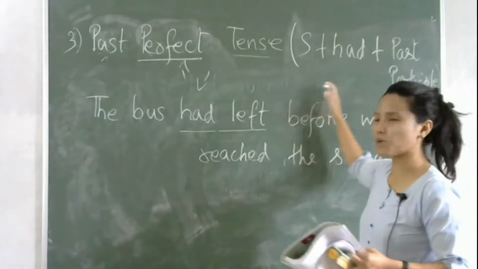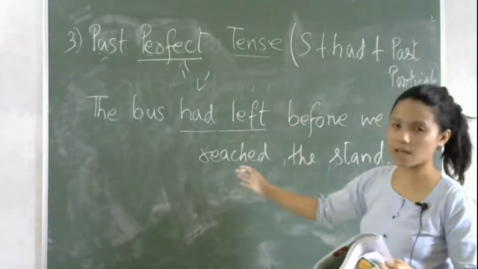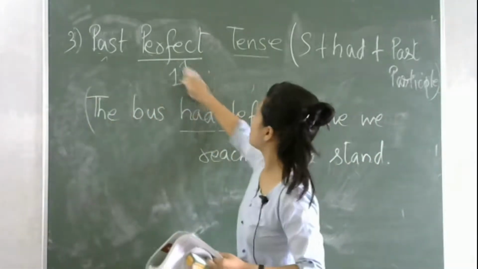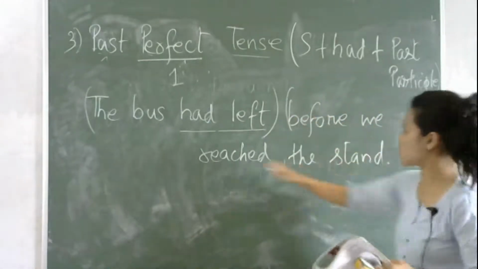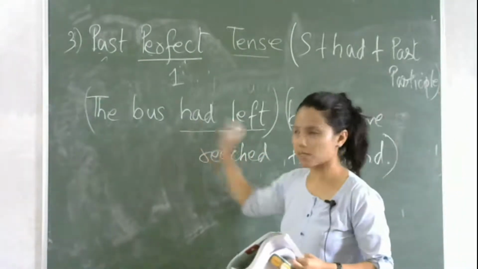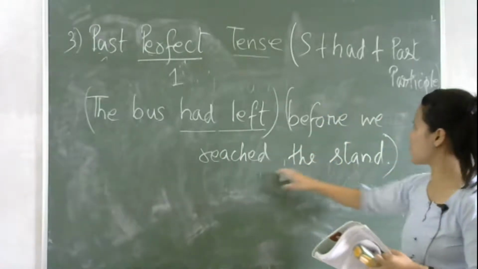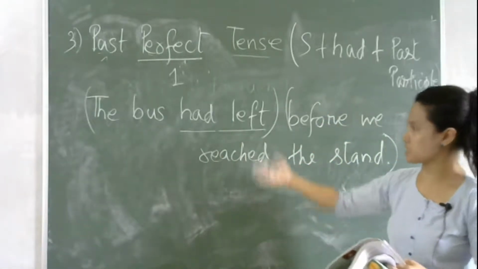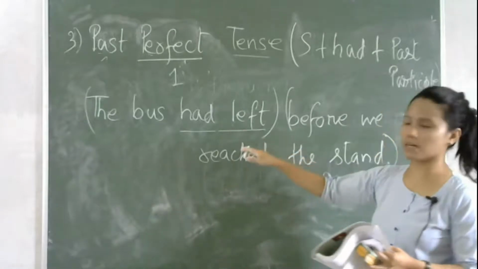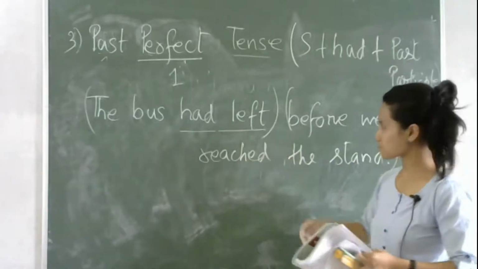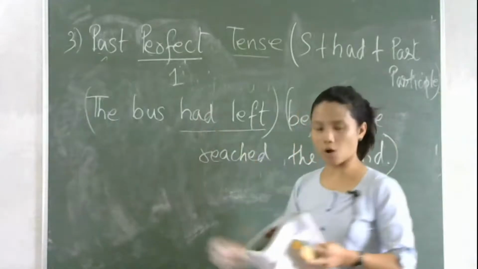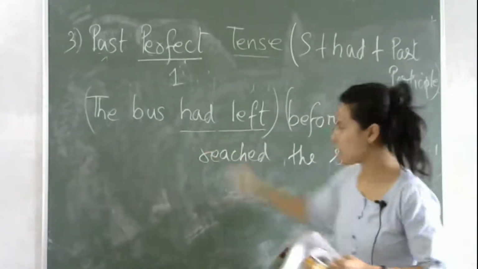So what was the definition of past perfect tense? One action happened before another action started. So the bus had left. Had left. Before we reach the station, so this action happened first. The bus had already left. So before we reach, we have not yet reached, but before we reach the station, the bus had already left. So how do we know, between these two parts of the sentence, which comes first? The part of the sentence which has the past perfect, that means "had," always comes first. That is always the first action.